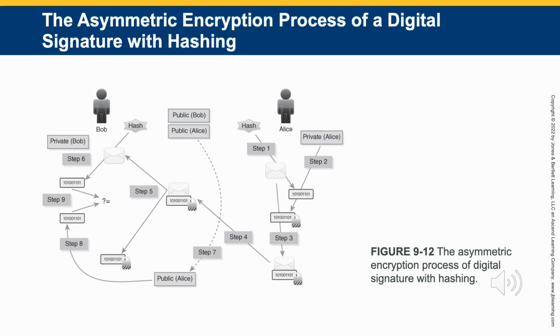Asymmetric encryption process of a digital signature with hashing. It's similar to the previous process, but the hashing is what is unique. Each piece of data gets a unique hash, and that hash is shared, and that hash is part of the decryption process.